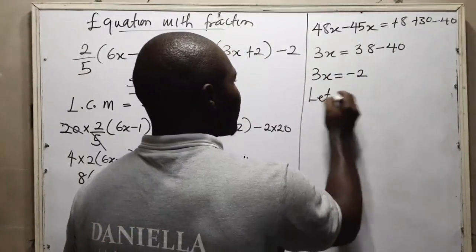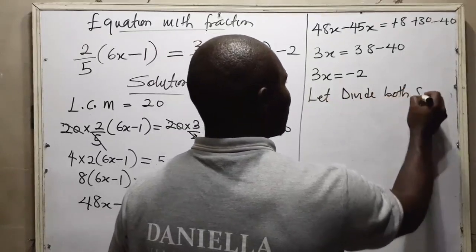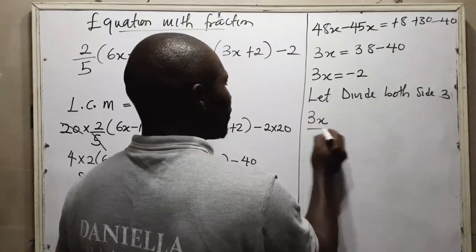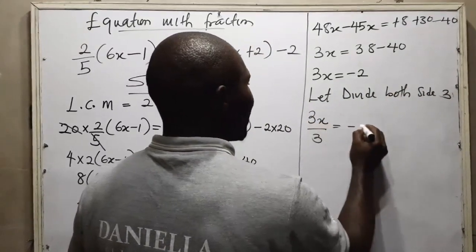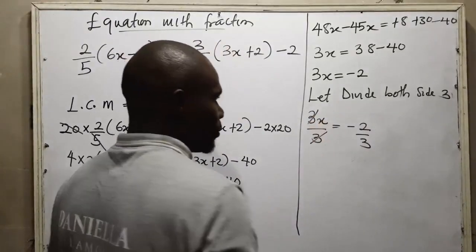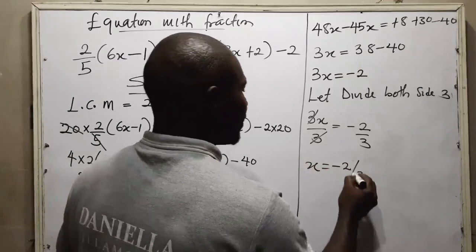So let's divide both sides by 3. So we have 3x over 3 is equal to minus 2 over 3. So x will cancel x. So therefore, x will now be minus 2 over 3.